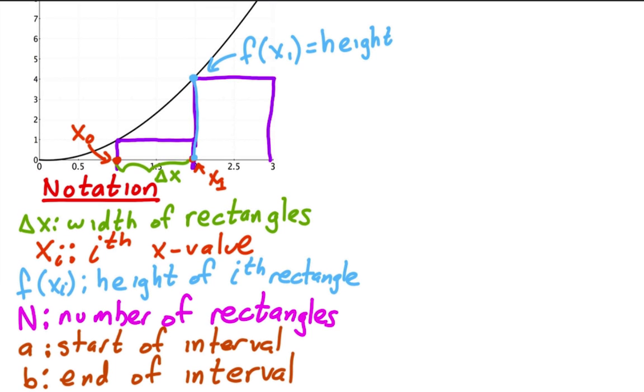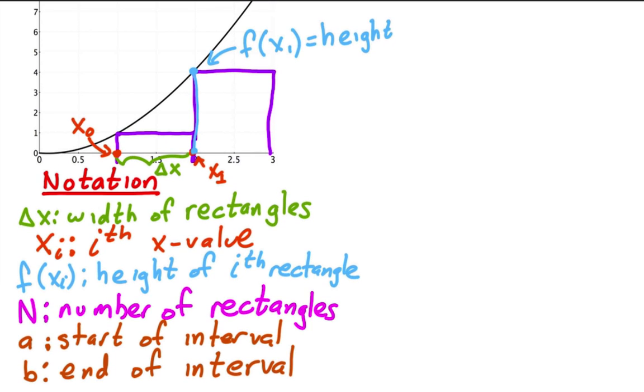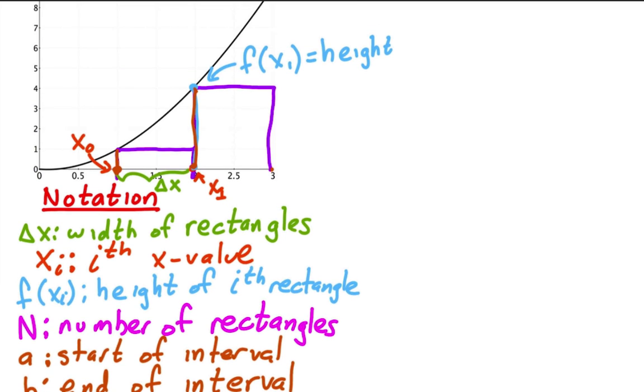Okay, so just to put this together with the example that we just did: with the 2 rectangles I drew right now, delta x would equal 1 because that's the width of the rectangle. The values of x sub i would be 1 and 2 because those are the x values where you're evaluating. f of x sub i is what you get when you plug those values into the function. That represents the height of the rectangles, so that would be 1 and 4. Capital N, the number of rectangles, would be 2 in this example. And then A is the start, which would be 1, and B is the end, which would be 3. Okay, so just to put it in context.